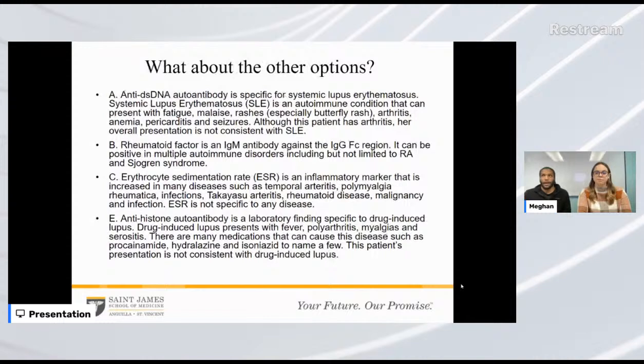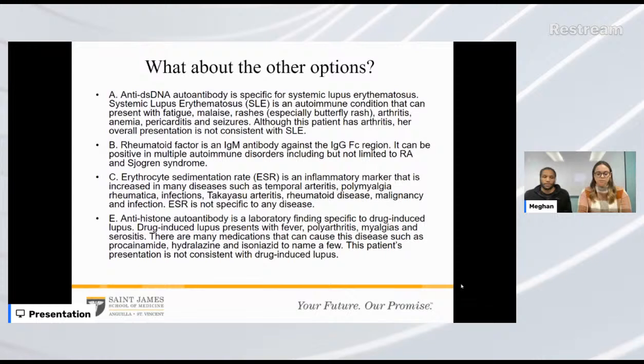The other option, so anti-double-stranded DNA is going to be for lupus, which again, similar age range of middle-aged women, you want to kind of think about this. But the presentation is a little bit different. So systemic symptoms like fatigue and malaise. Rashes, classically, we think of the butterfly rash or malar rash that goes across the nasal bridge and under both of your eyes. Arthritis will be present for that as well, but you classically will see anemia, pericarditis, and sometimes seizures associated with that as well.